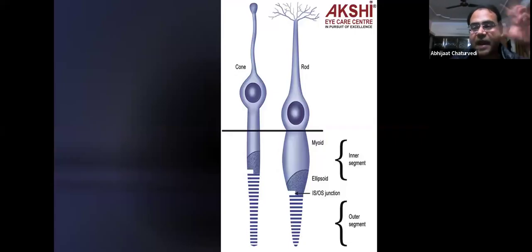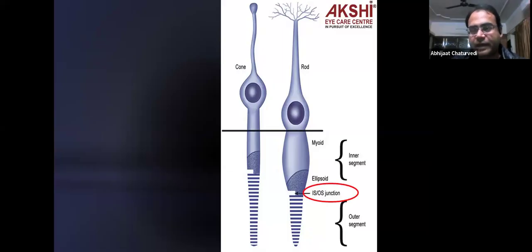Now, when we expand the anatomical diagram of this photoreceptor, as I said, there is one nuclear part, then there is one line, which is the external limiting membrane. After that comes the outer part of the photoreceptors. This part is again divided into the inner segment and the outer segment, or IS and OS. And the junction is ISOS, or the ellipsoid zone.